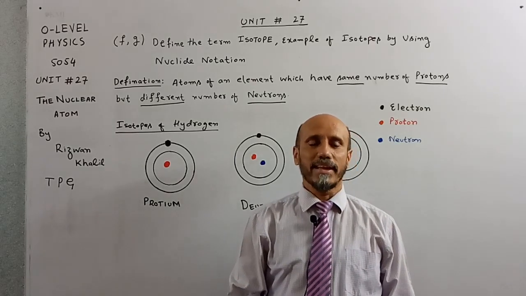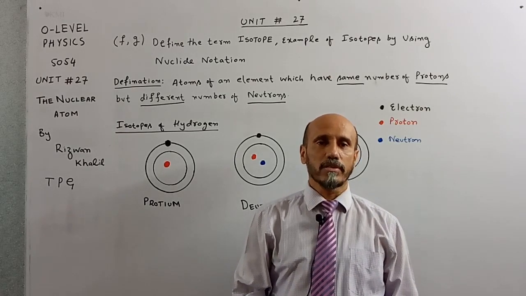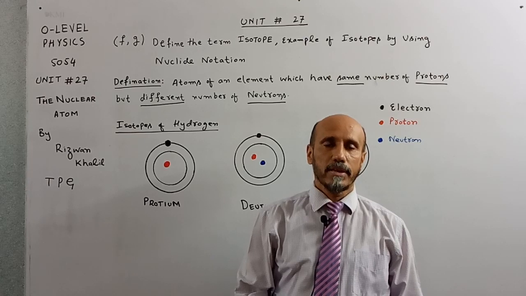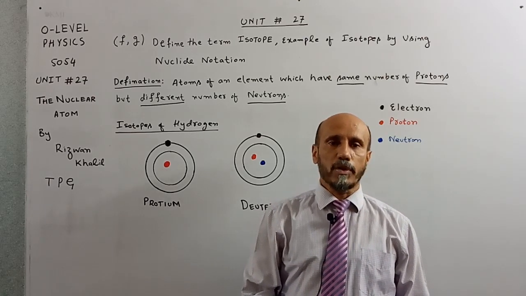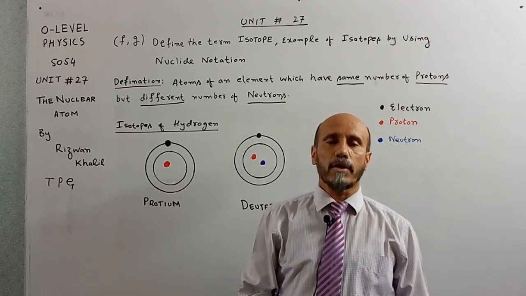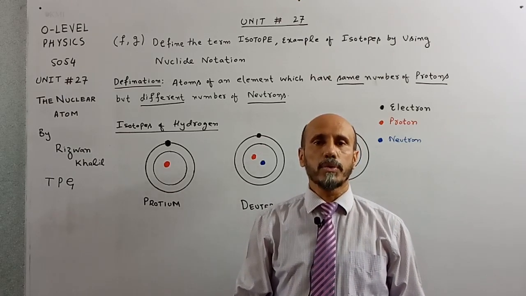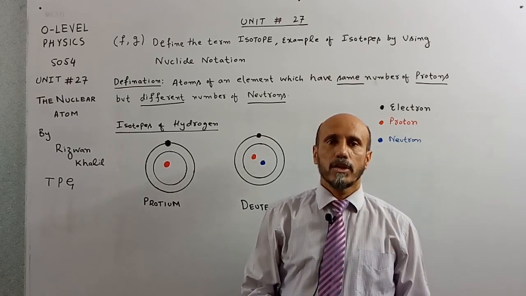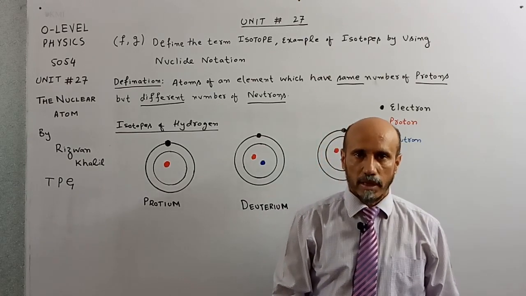Today we will cover another unit of O-level physics 5054, unit number 27, the nuclear atom, that is the concept of isotopes. Today we will cover the last two learning outcomes of this unit, and in this way we are able to complete this unit. So let's proceed towards the definition of isotopes.